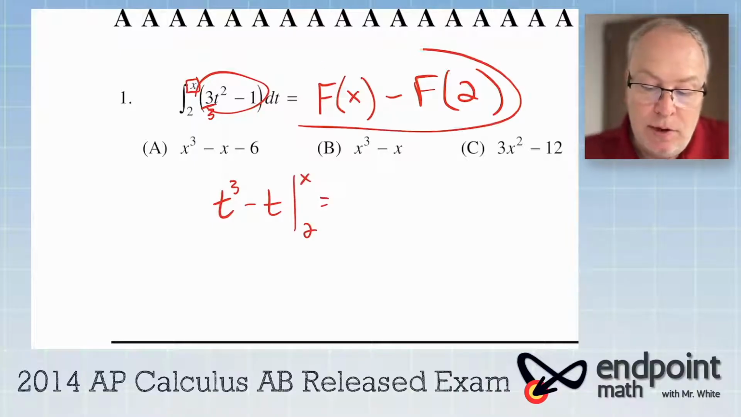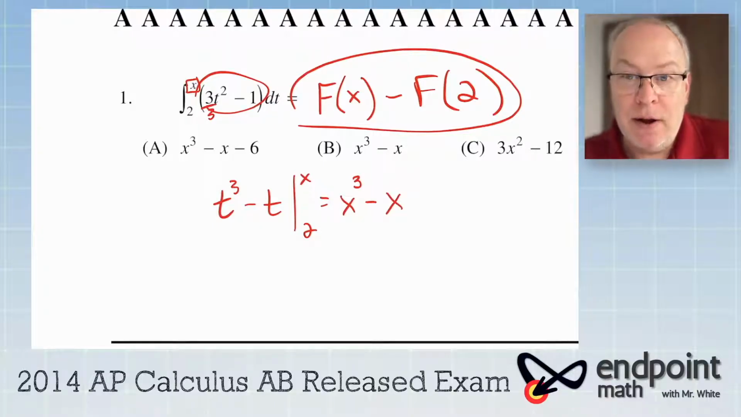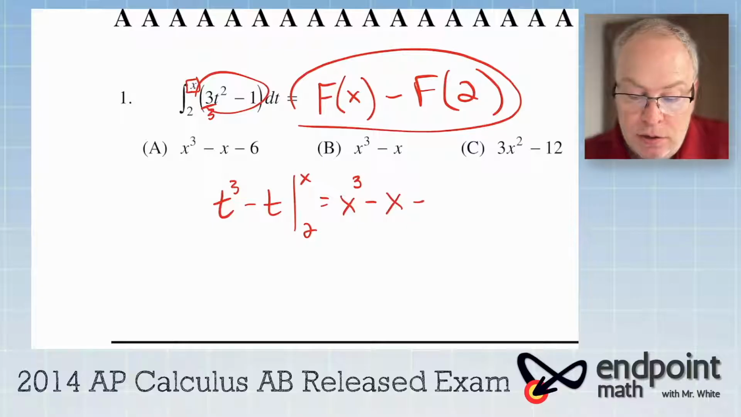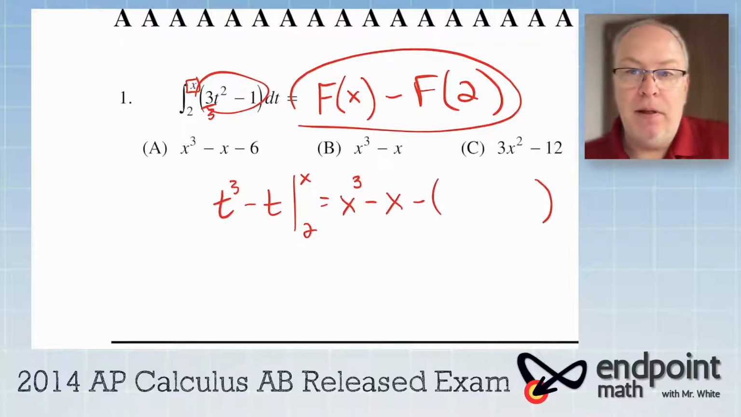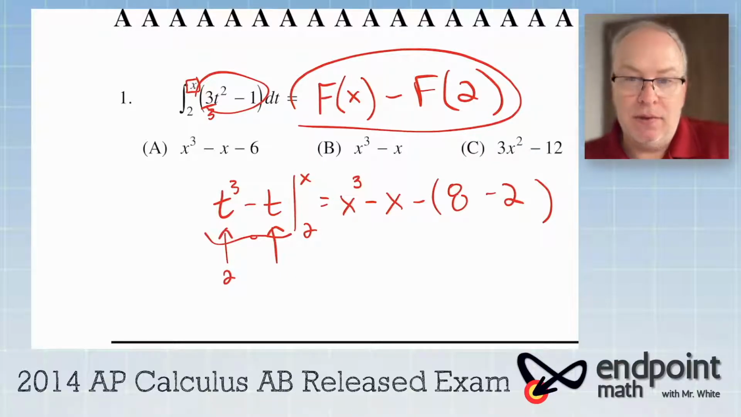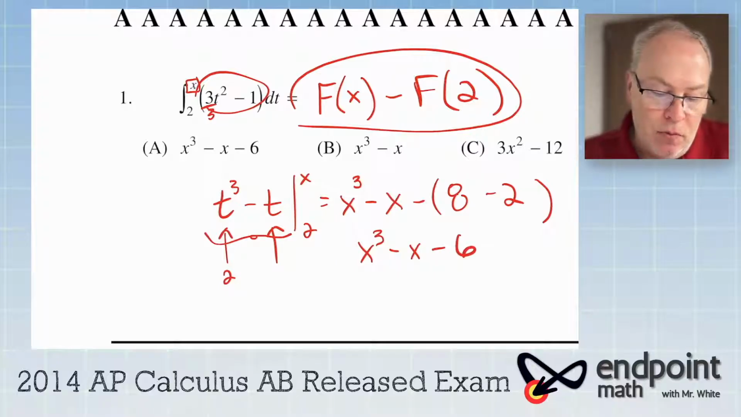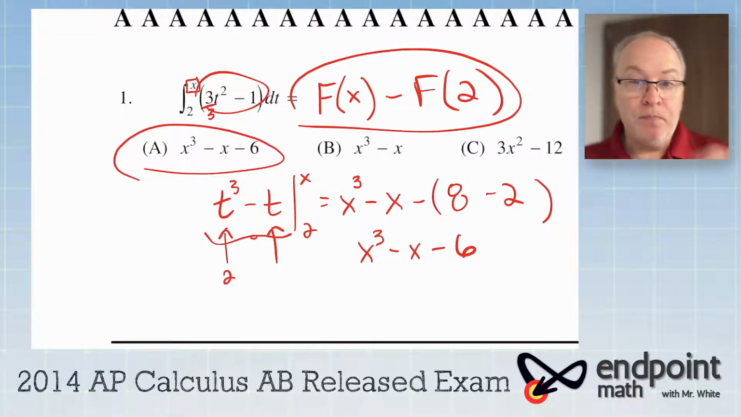So this is where I'm going to go ahead and plug the 2 in. We always plug the upper bound first, x to the third minus x. And you see some of those answers up above have that, right? But don't forget, you have to also subtract capital F of 2, 2 plugged into the antiderivative. So here's the antiderivative, so we're going to put 2 in here and here. So that would be 8 minus 2, which is 6. So we're looking for x to the third minus x minus 6, which is right here, answer A.